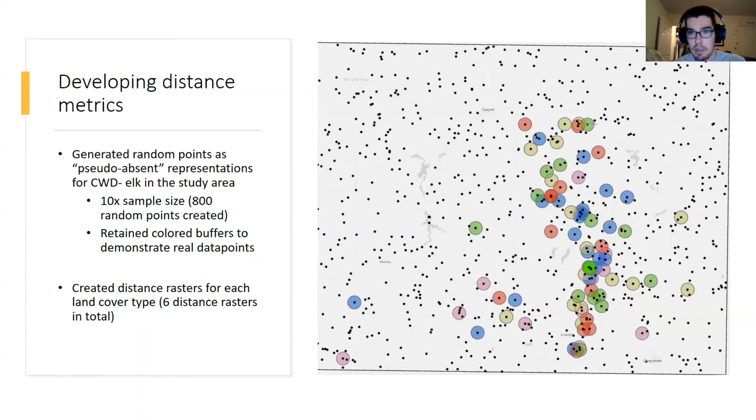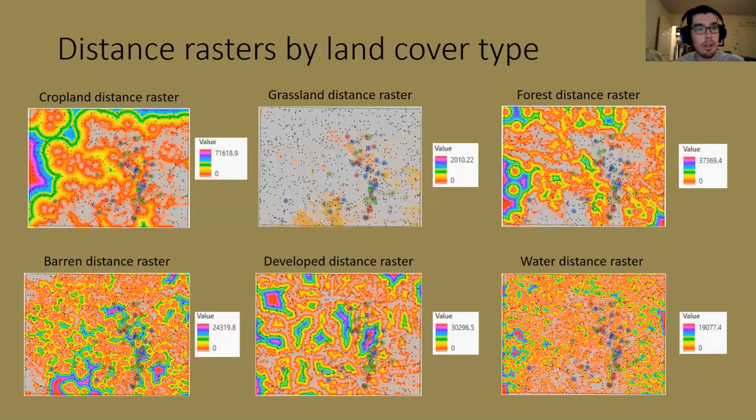And I retained the colored buffers just for visualization purposes to better understand where my actual real data points of chronic wasting disease positive elk were compared to all the pseudo absent points generated on my map. So from there, I actually broke down the NLCD raster layer I already had into 6 individual land cover type rasters, and then I converted those into distance rasters for each of those 6 land cover types. And so those are presented here for the cropland, grassland, forest, barren land, developed land, and water distance rasters.